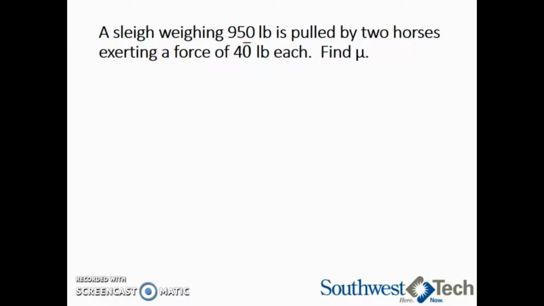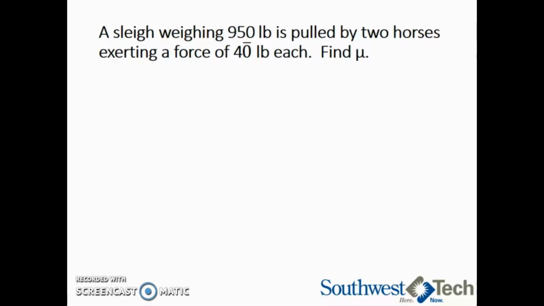This video is going to go through an example calculating the coefficient of friction. A sleigh weighing 950 pounds is pulled by two horses exerting a force of 40 pounds each. We need to find mu, the coefficient of friction. In this case, we will be finding the coefficient of kinetic friction because the sleigh is already moving.